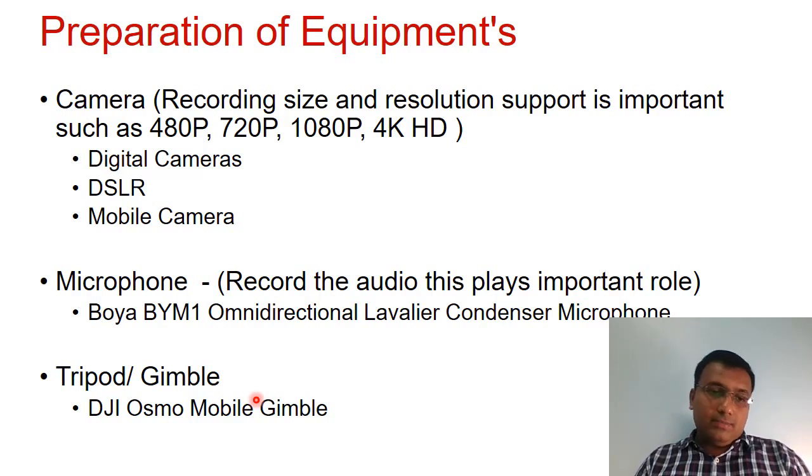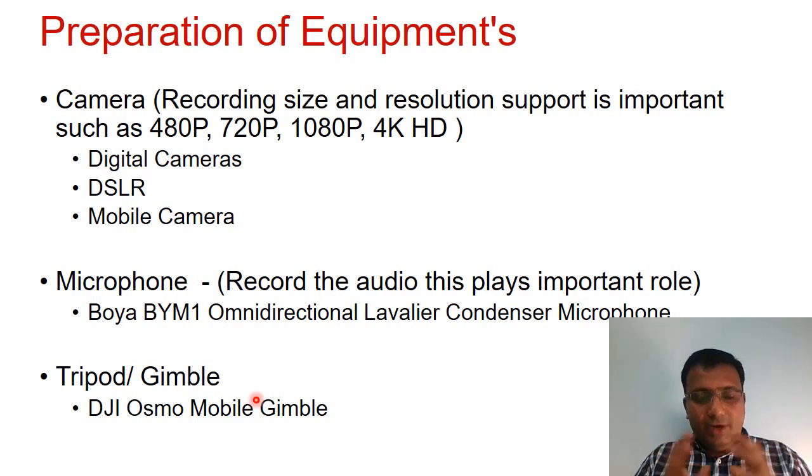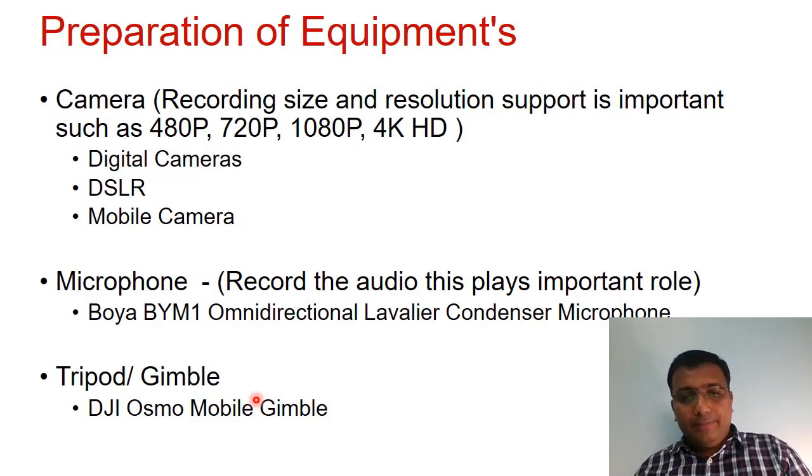The tripod is necessary to fix your camera, so that your recorded video will be fixed and the camera is not moving. So you will get a very standstill video. Next, the second thing is the gimbal. A gimbal is a device having an inbuilt accelerometer, so that even if the cameraman is moving, the camera is not moving. So it is a fixed one. I prefer the DJI Osmo Mobile gimbal. It's a very good tool for recording videos.